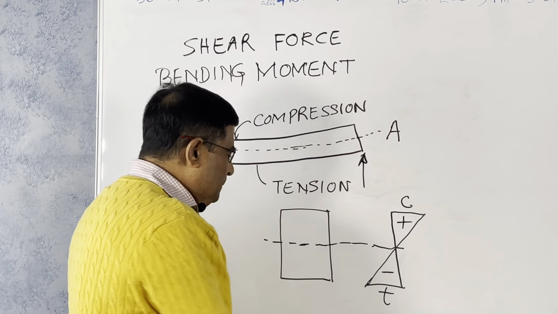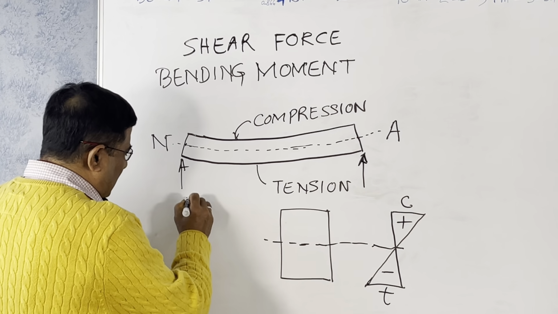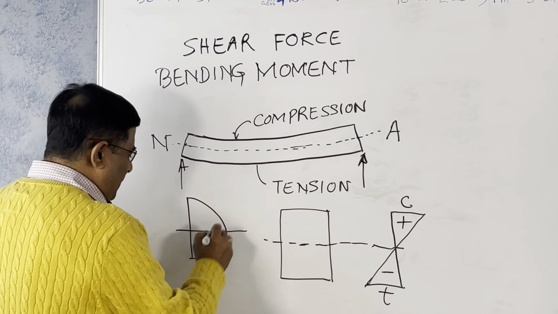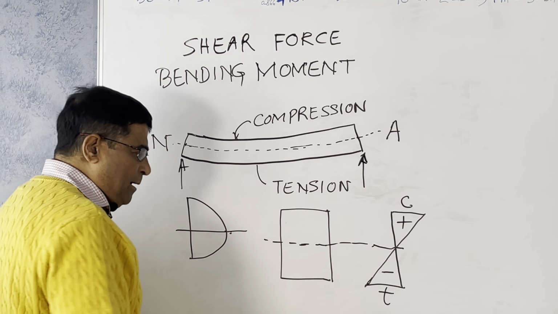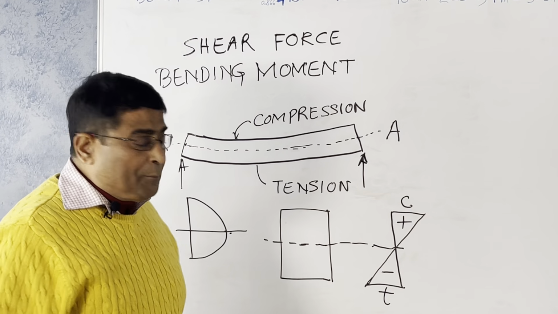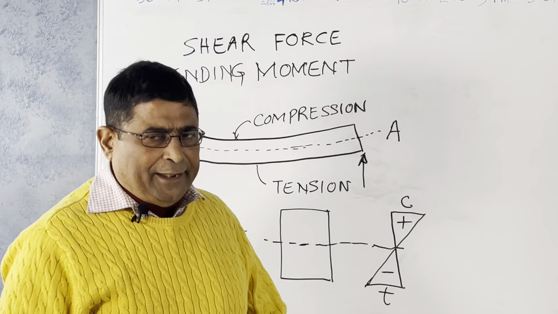This is how the moment acts, and this is how the shear stress is developing. It is maximum in the middle, and at the two ends it tends to go to zero, depending on the shape of the beam. It may vary with the shape of the beam, but still the maximum is at the middle, or at the neutral axis. Just reverse.